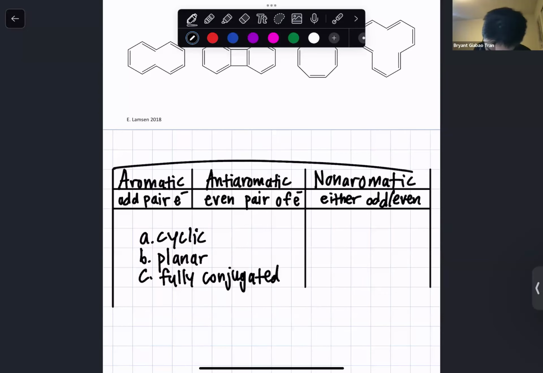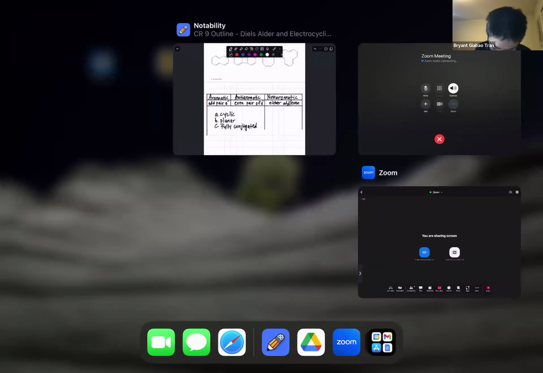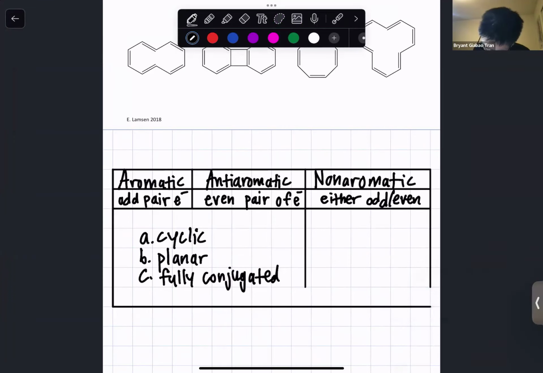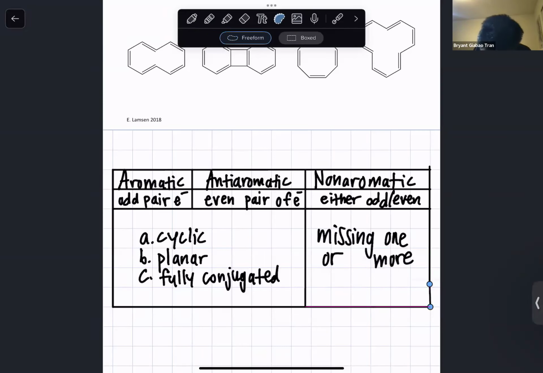Okay. Yeah. So this is the table we are going to use, right? Where the non-aromatic is missing one or more of these three conditions here. Okay, let's look at some examples before we try that.